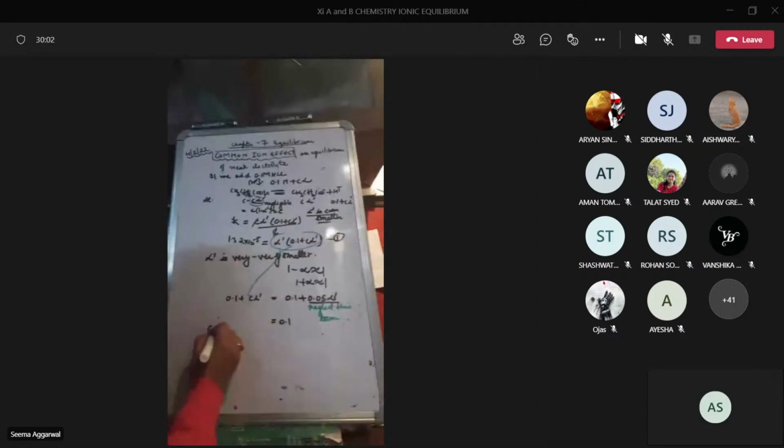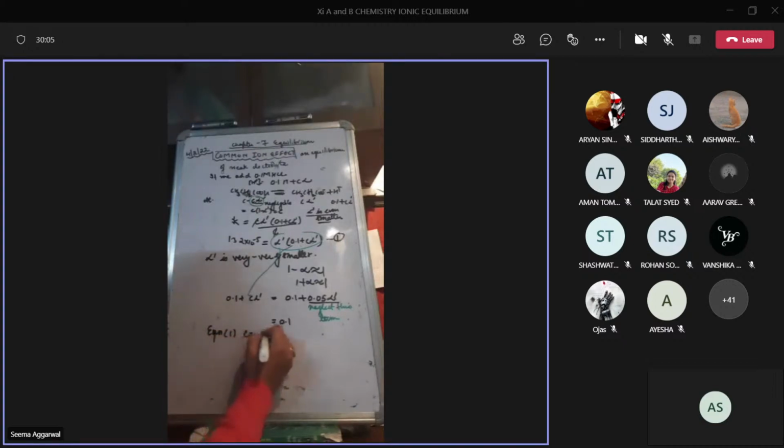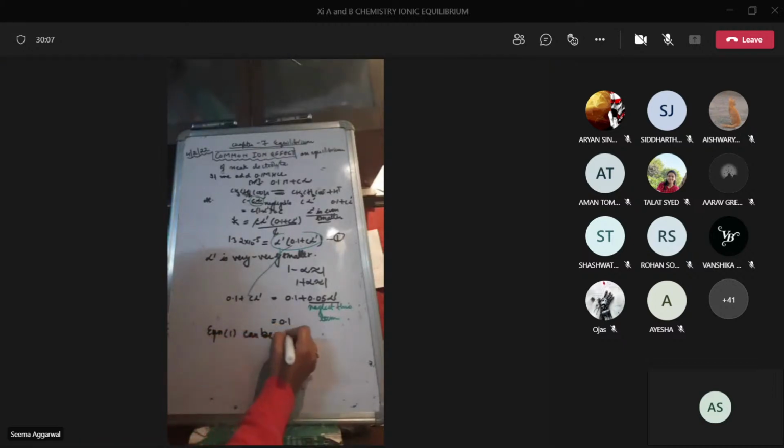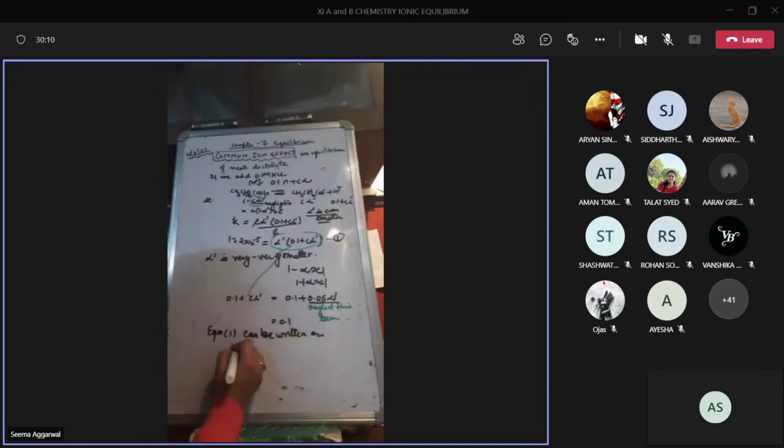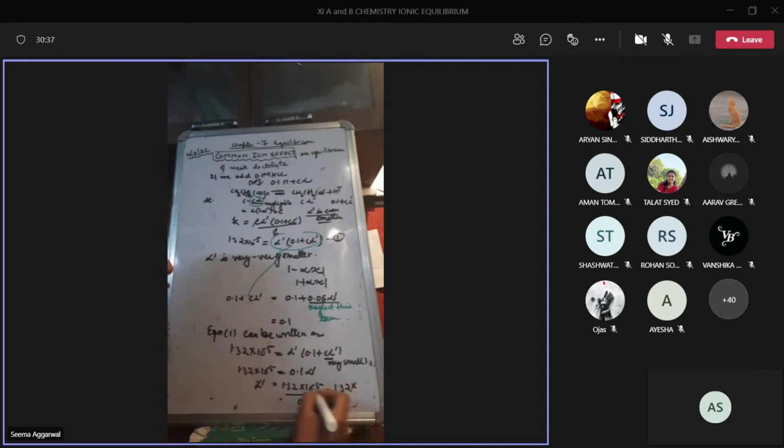So it means that now this equation, let me take it as equation 1, can be written as 1.32 into 10 की power minus 5 is equal to alpha dash. This was the equation. Now C alpha dash is very small, it means I can neglect it. So it means 1.3 into 10 की power minus 5 is equal to 0.1 into alpha dash. So what is new alpha dash? 1.32 into 10 की power minus 5 upon 0.1. So it will be 1.32 into 10 की power minus 1, so 10 की power minus 4.